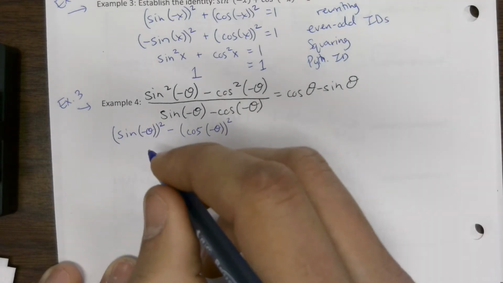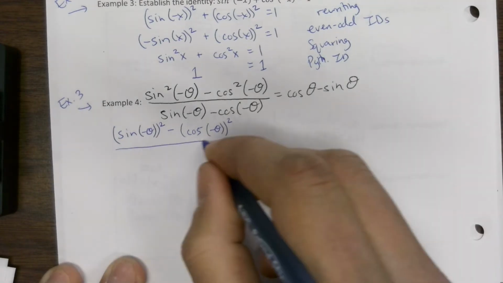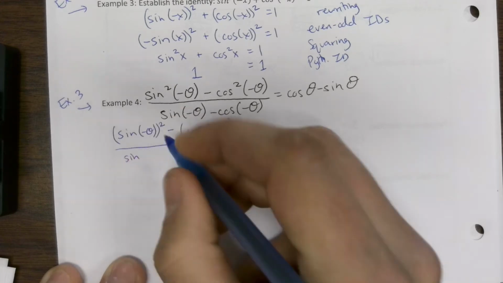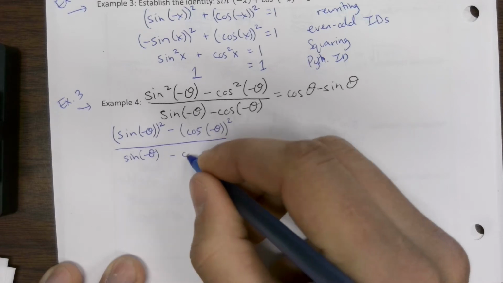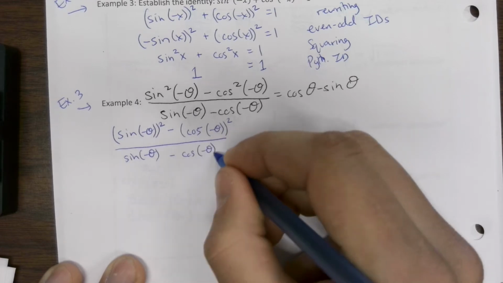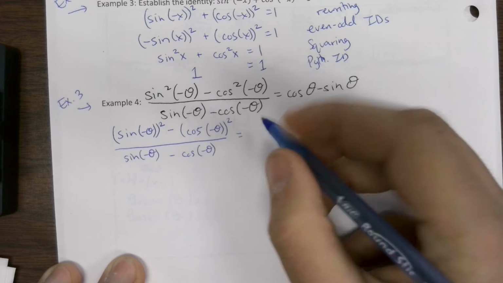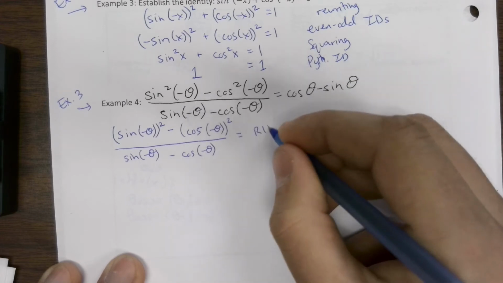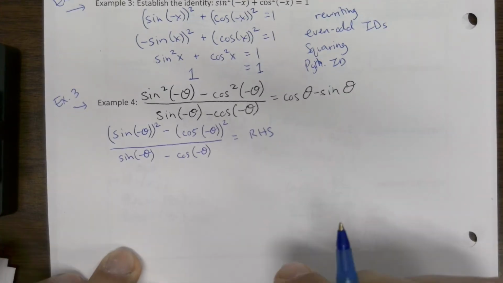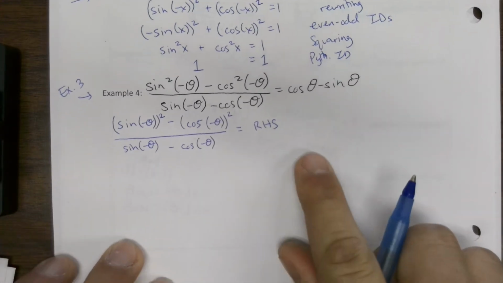And this will be over sine of negative theta minus cosine of negative theta equals, and instead of writing this out every time, you can just say right hand side. So that equals the right hand side. Okay.